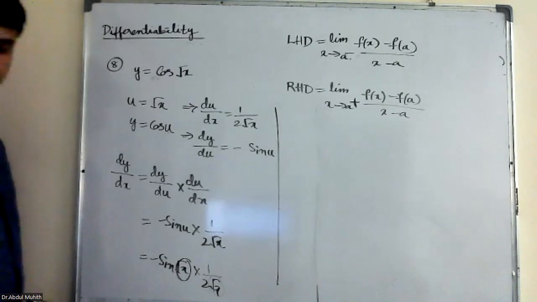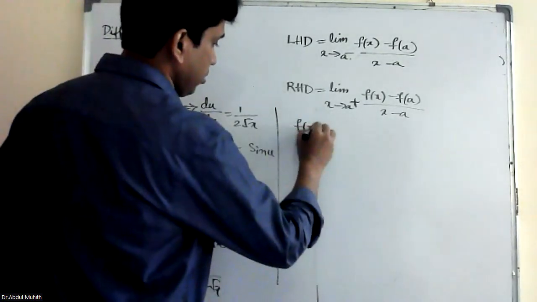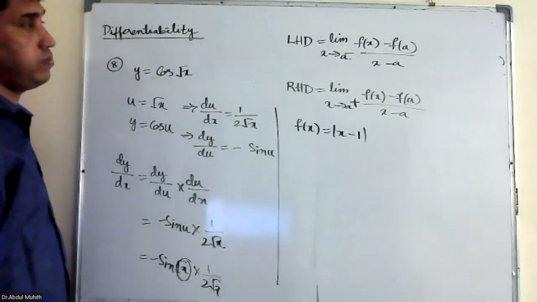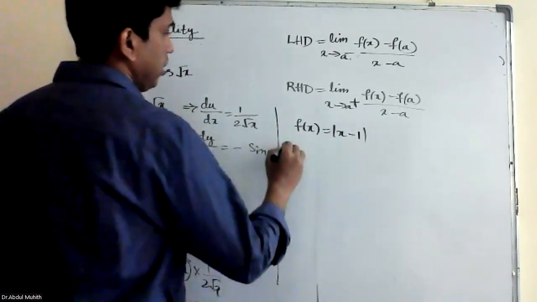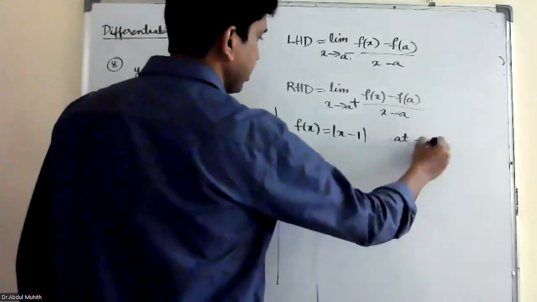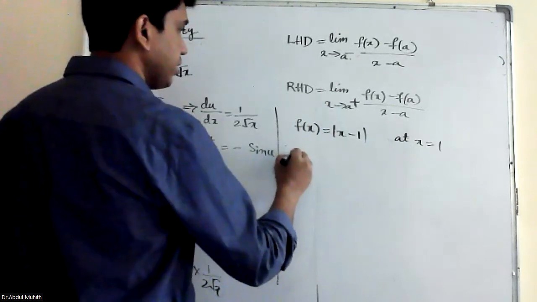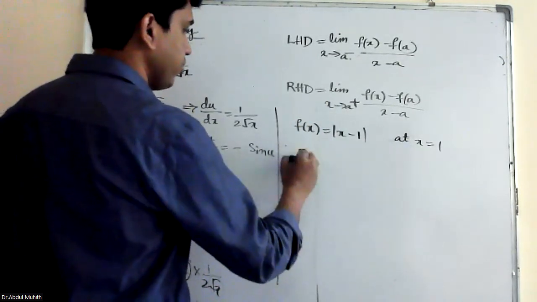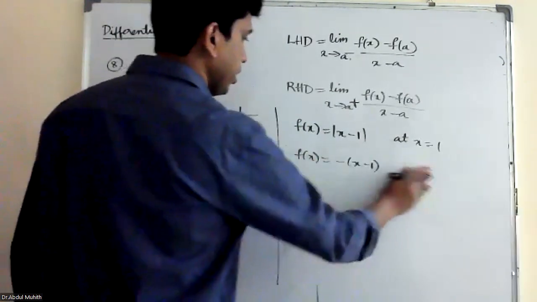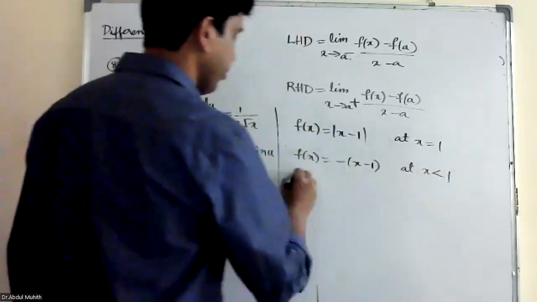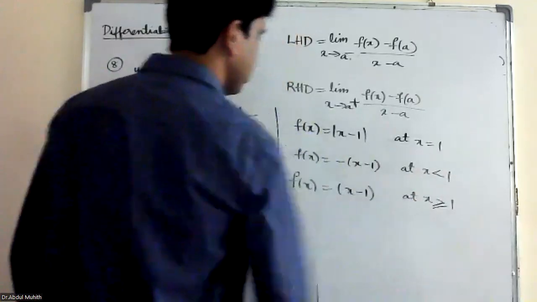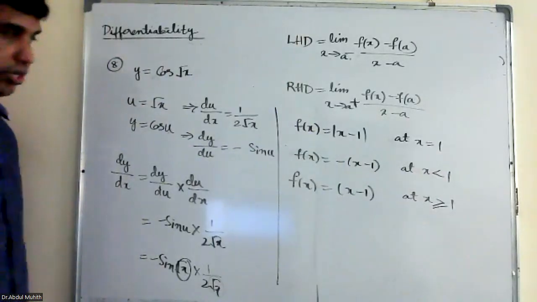So we have f of x is equal to mod of x minus 1. So what will happen now? Suppose here, at x is equal to 1, we write, when x is less than 1, f of x is equal to what? Minus x minus 1 when x is less than 1. And f of x is equal to x minus 1 when x is greater than or equal to 1. Understood? Greater than or equal to.